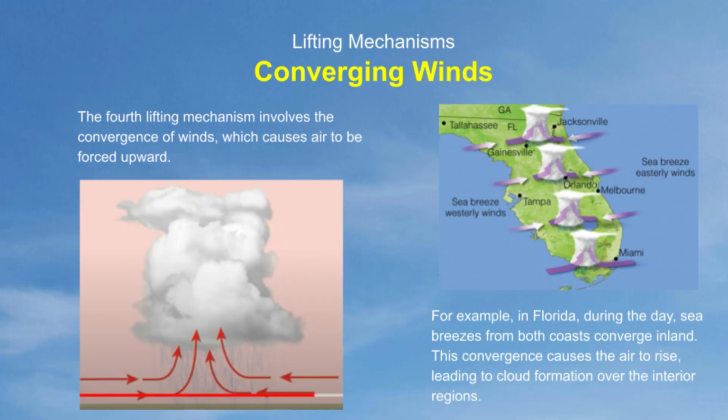The fourth lifting mechanism involves the convergence of winds, which causes air to be forced upward. For example, in Florida during the day, sea breezes from both coasts converge inland. This convergence causes the air to rise, leading to cloud formation over the interior regions.